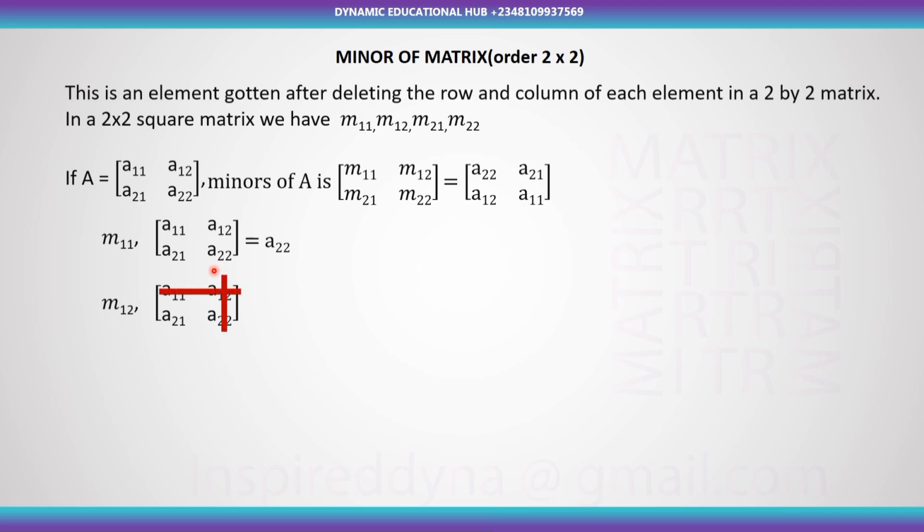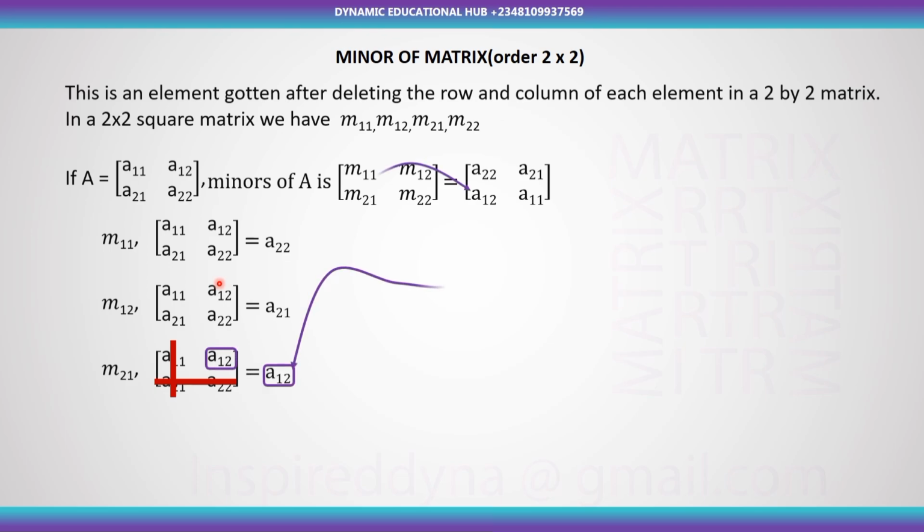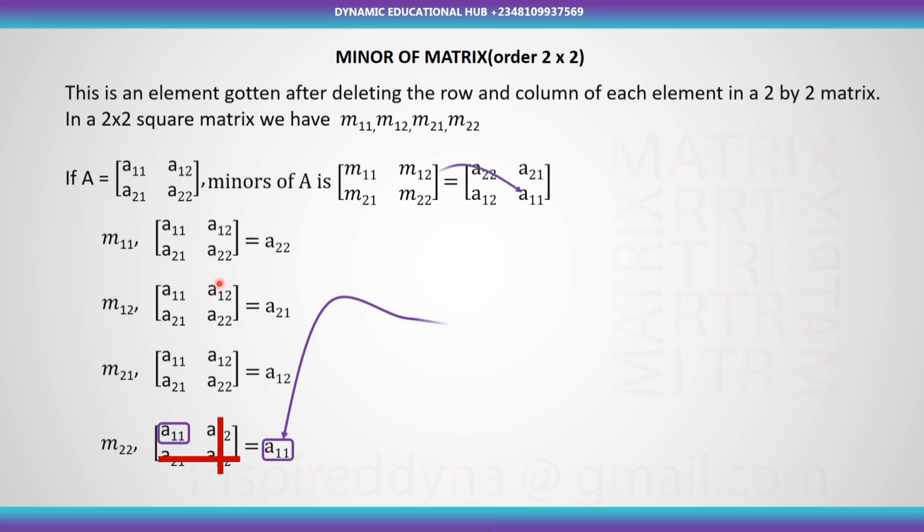The next one is to find M12, and the same procedure, you delete the first row, second column, your left is A21, and that's going to be what we have there. We move to the third one, M21, which is the second row, first column, you delete it, you are left with A12, and that is what we got there. Now the next one is M22, which is you delete the second row, second column, which is the last one. You have A11. That is what we have there. There you go. It's as simple as that.